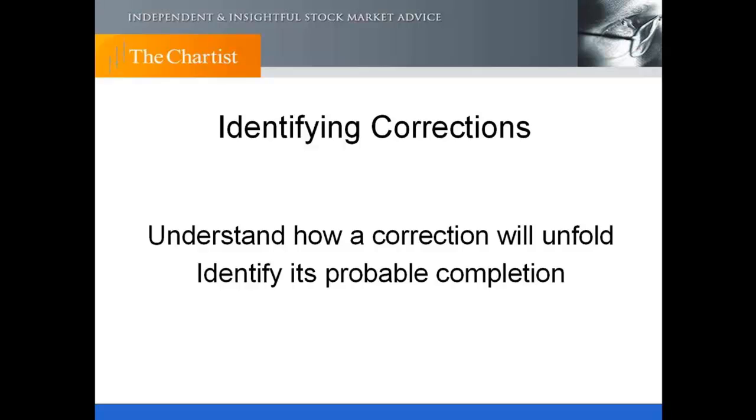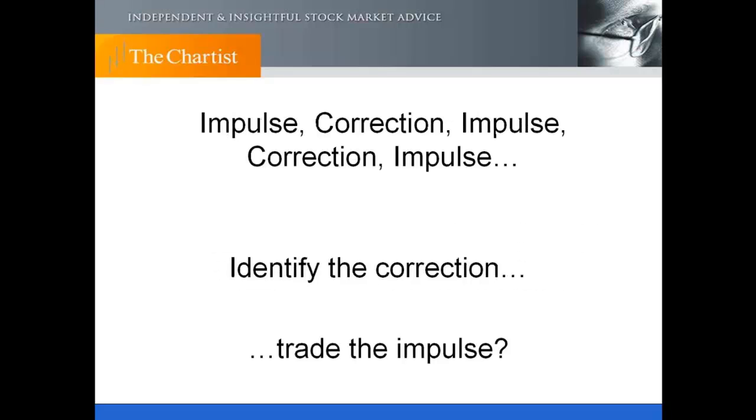All right, now, I said right at the start of the session, one of the most important things is if you can identify a correction, specifically if you can identify the terminal point of a correction and understand how a correction will unfold, then you're in a much better position to trade the following impulse. Remember, slide number 1 was impulse, correction: 1 step forward, 2 steps back. 1 step forward, 1 step back. That's what we're trying to do here.